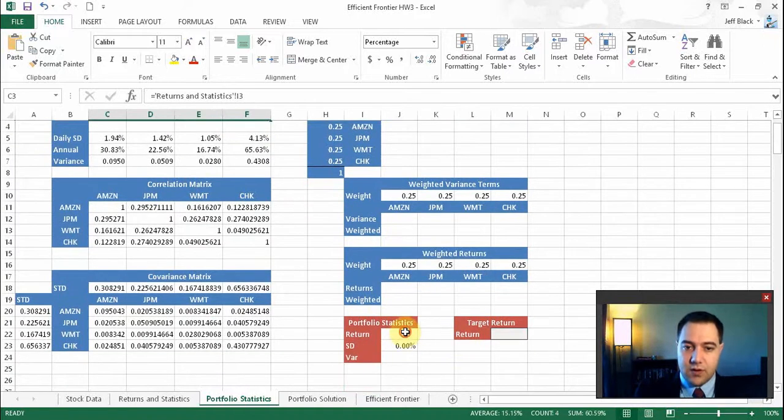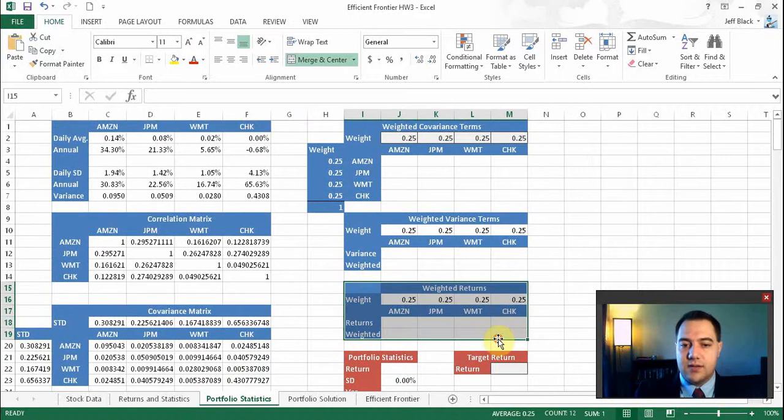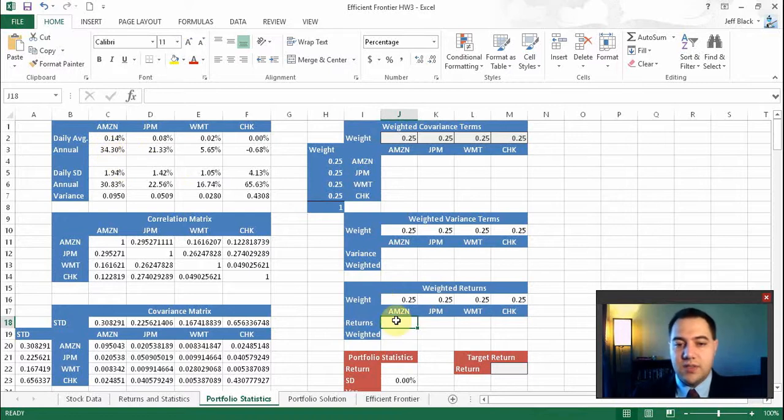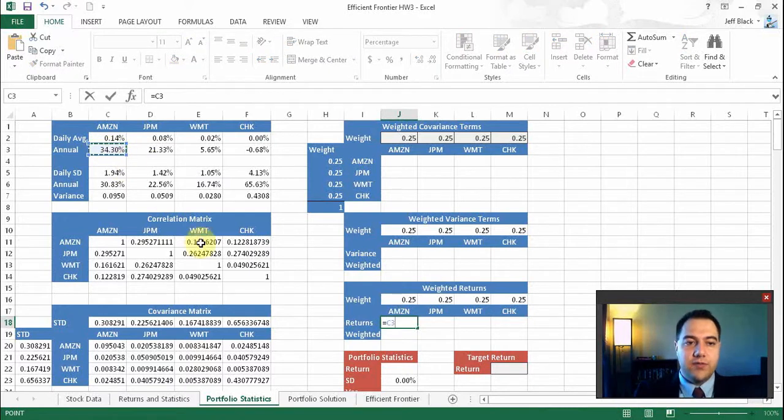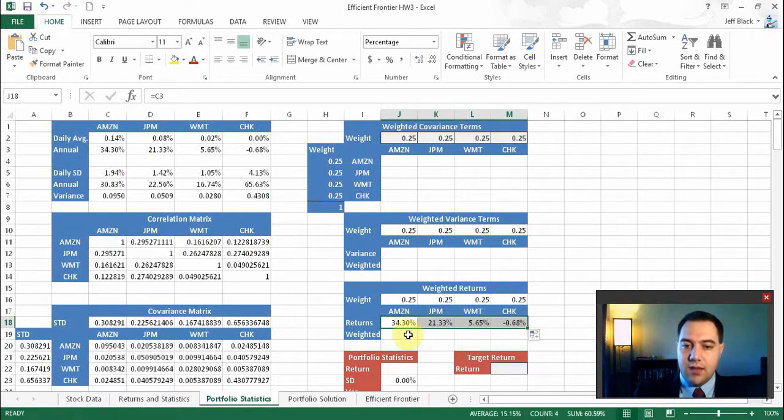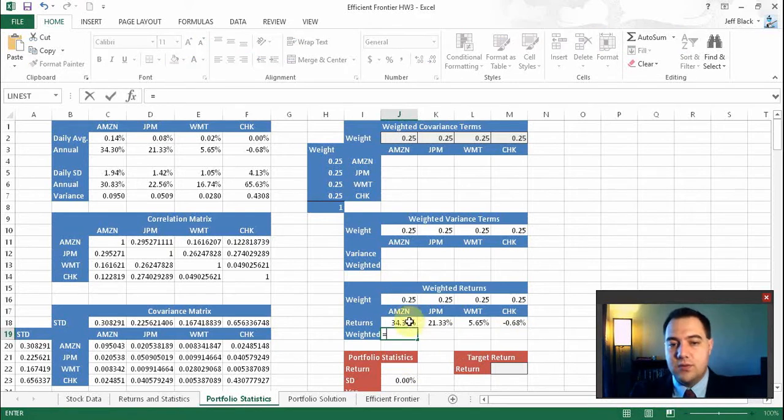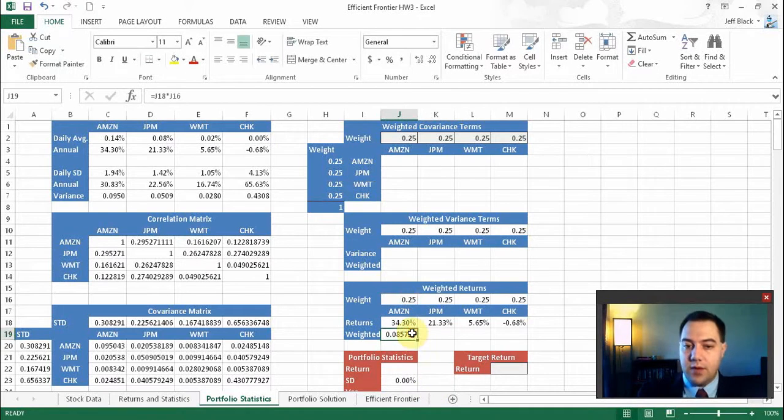So to calculate our return, I'm going to use the weighted returns box here. First off, I'm just going to reference the returns that I calculated earlier. So Amazon's return is going to equal 34.30% in cell C3. I'm going to drag that over. Now, I'm only investing 25% of my money in Amazon, so I need to multiply that return by 25%. And I can drag that over as well.